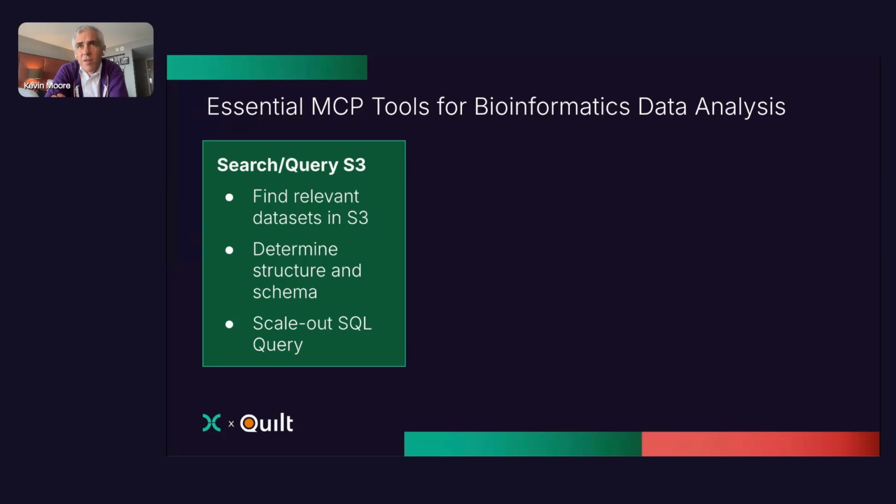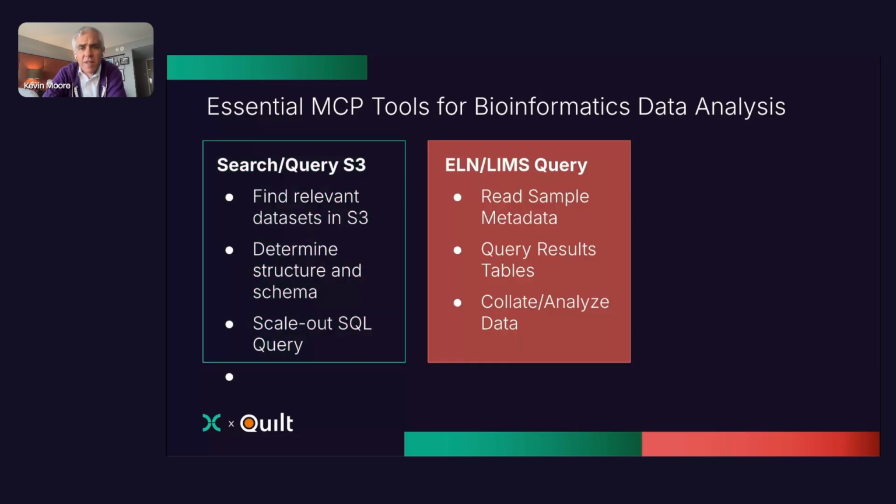Thinking about the use case that we mentioned here for cross-assay correlation, and more generally for bioinformatics data analysis, there are a couple of essential tools that we've identified to really accelerate bioinformatics workloads. First of all, a lot of you out there are using the cloud, using cloud object stores like Amazon S3. So you need the ability to search and query S3 to quickly find relevant data sets amongst the hundreds of terabytes of data and millions to billions of files there. Also to read those files, determine their structure and schema, and then use a scale-out SQL query interface so that we can take advantage of the SQL efficiencies that we mentioned in our talk last year.